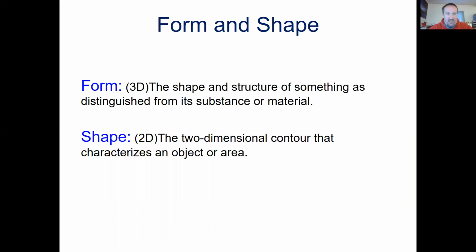With form and shape, they're very similar but yet different. Form, think of more as 3D. The shape and structure of something and how it's distinguished from its substance or material. Whereas shape is more 2D. It's the 2-dimensional contour that characterizes an object or area. Form can also be described as the composition of geometric shapes. Shape can be described as the contour, profile, or silhouette of a structure.